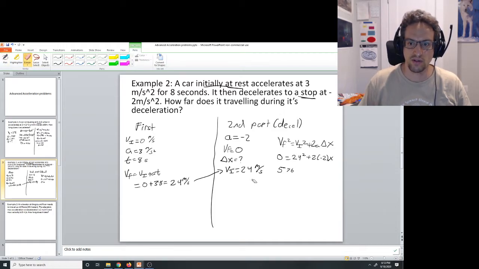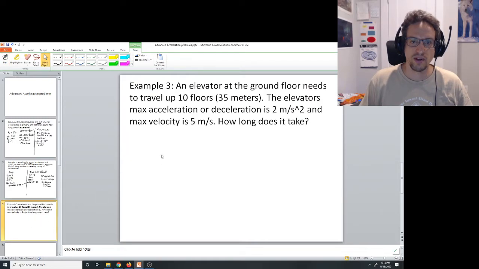Actually, let me erase that because I'm putting it on the wrong side here. This is 576, right, minus 4x, 0. 4x equals 576. X is 144. So the answer is 144 meters for the second part. But again, the main point here is this final velocity of this first part is the initial velocity of the second part. Okay.